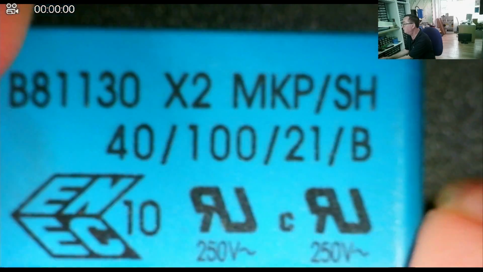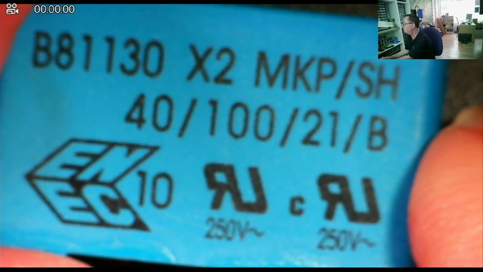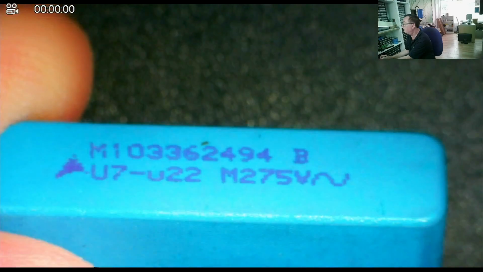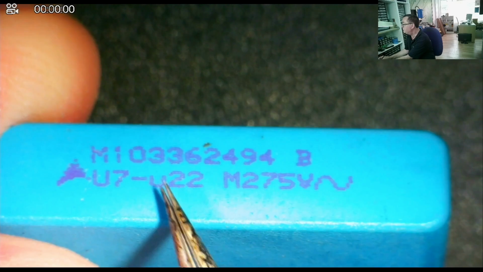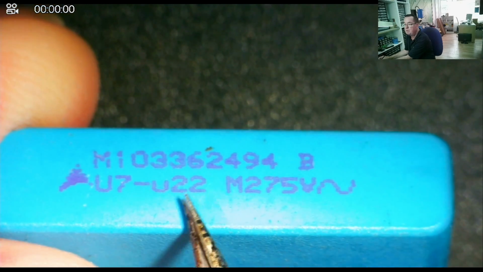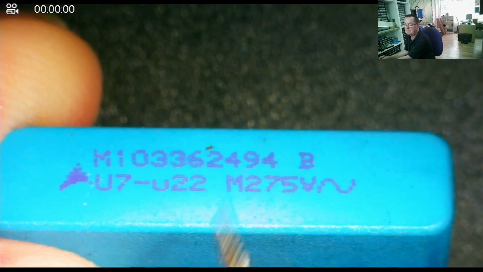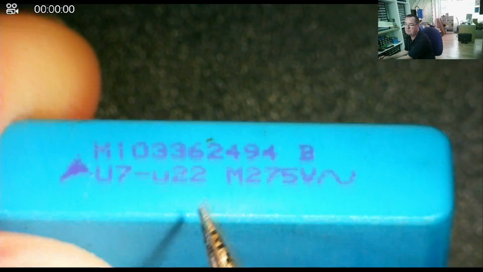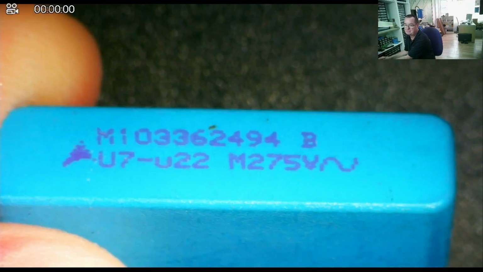Okay. Another one. Again, this is the U rather than the Greek mu, 22. That's like the decimal point, 0.22 microfarads or 220 nanofarads.